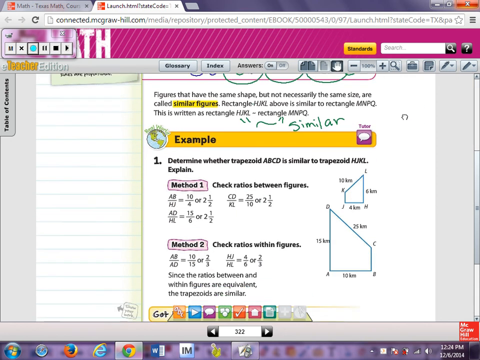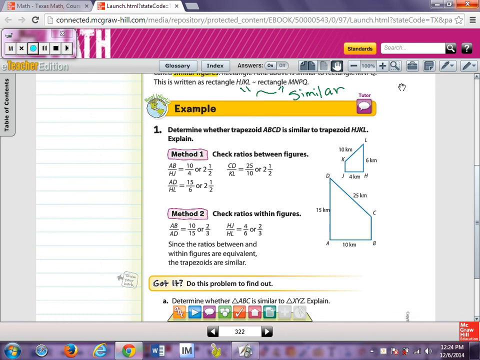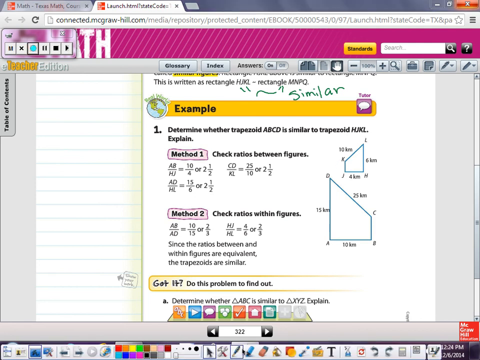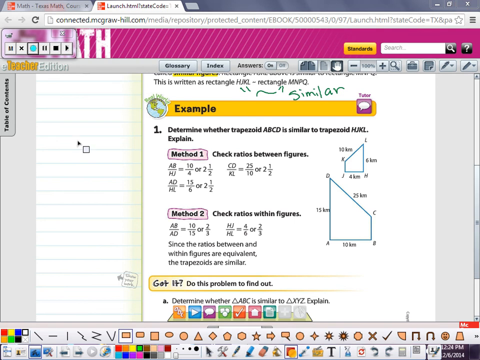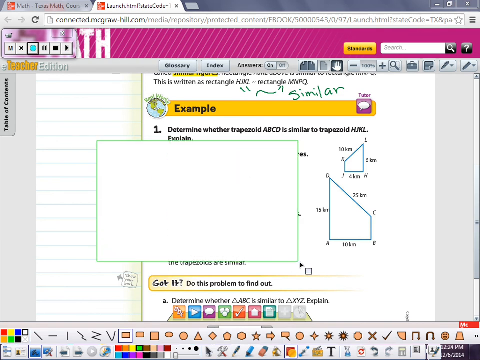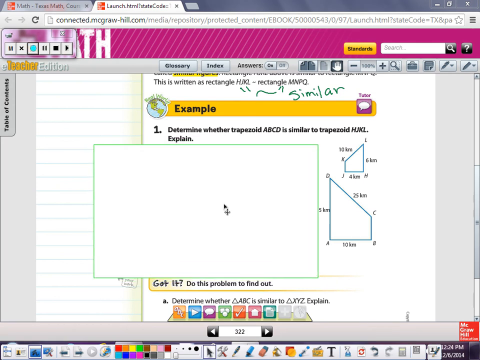Now let's go ahead and use what we just talked about up here to do our first example. In example 1, they want us to test whether these two trapezoids, ABCD, is similar to trapezoid HJKL. And there's two ways you can do that. I'm going to go ahead and clear the screen up, and let's practice the first way. The first way to do it is you can compare two shapes and matching sides.